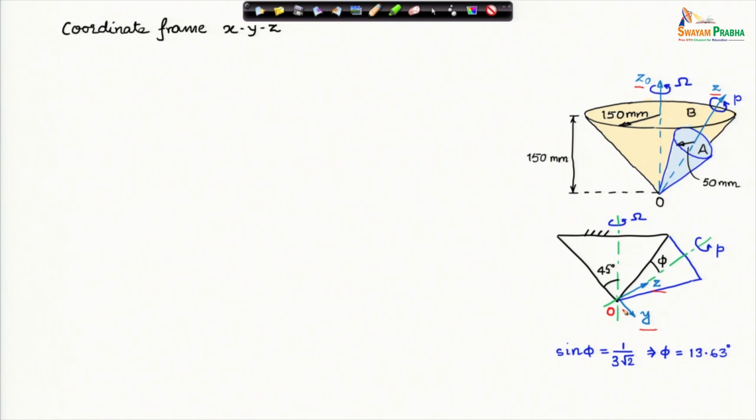Now, we are going to express everything in this x, y, z coordinate system, which is of course a rotating frame. You can use geometry to find out various angles. This angle phi, for example, can be determined from the geometry that is specified.